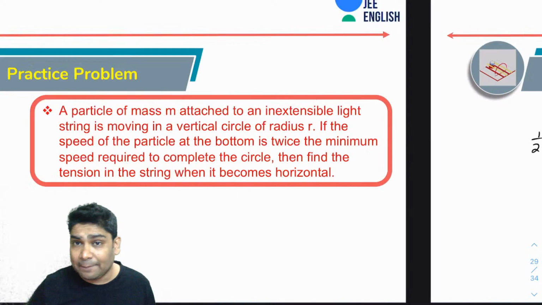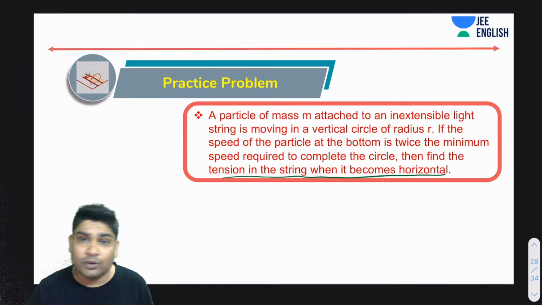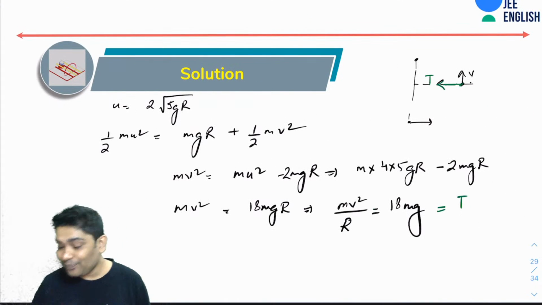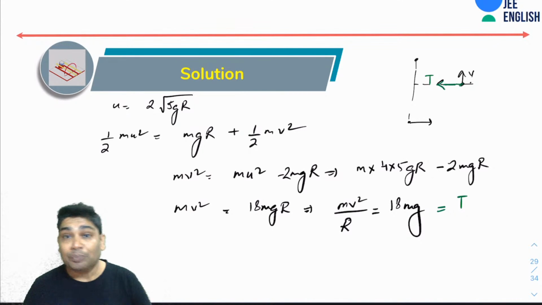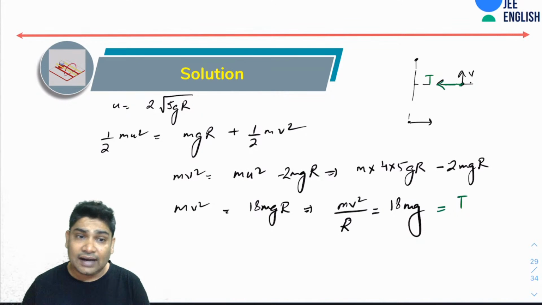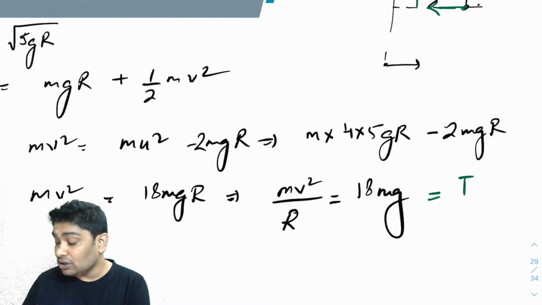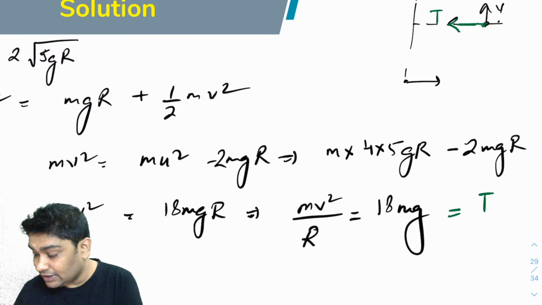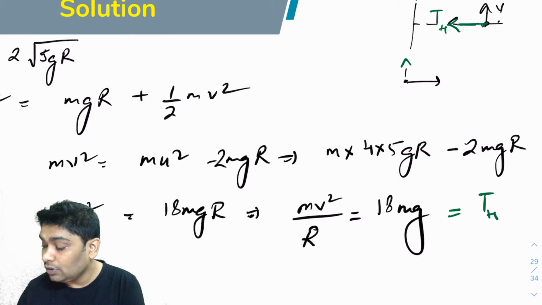Read the question carefully. It says, find the tension in the string when it becomes horizontal. Did you calculate the tension when it is at top? Did you do that? Let's see what you did. Let's find out the tensions at different places also, and then I will tell you a small trick. So tension here is 18 mg. So what is the tension at the bottom? Let's calculate that. This is T at horizontal. What is T at bottom?